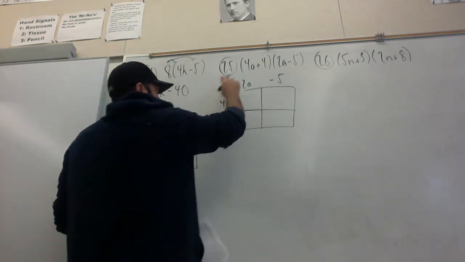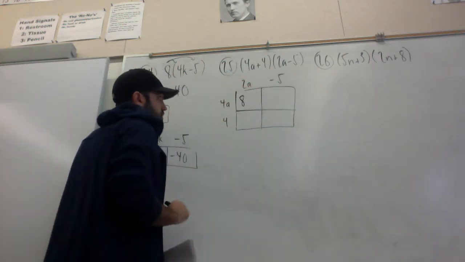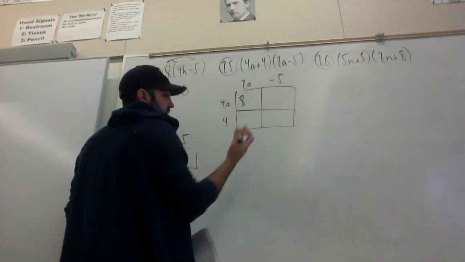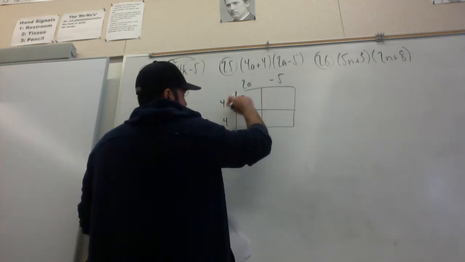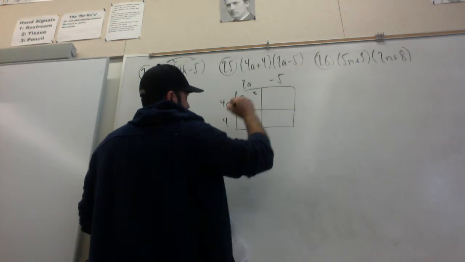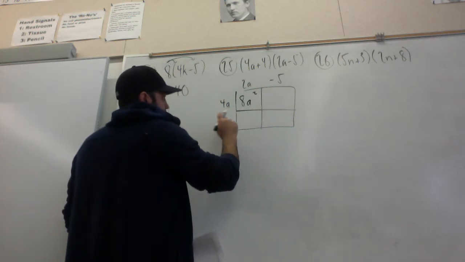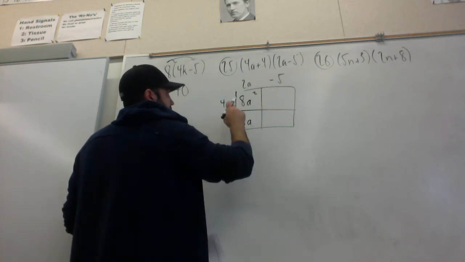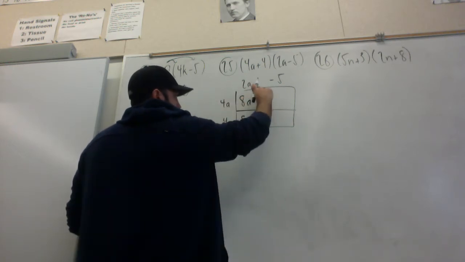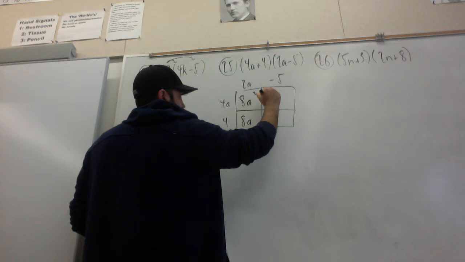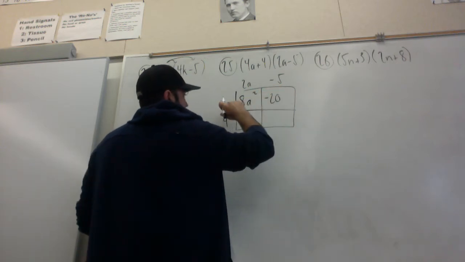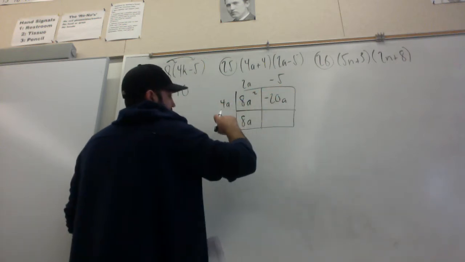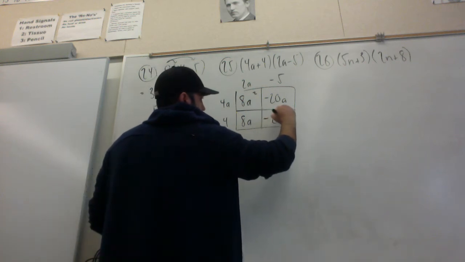So 4 times 2 is 8. Always multiply the coefficients first, and then a times a, just like the previous few problems. A times itself twice is a squared. This box, 4 times 2 is 8 with the a. 4a times negative 5, 4 times negative 5 is negative 20, and then a. And lastly, 4 times negative 5 is just negative 20.